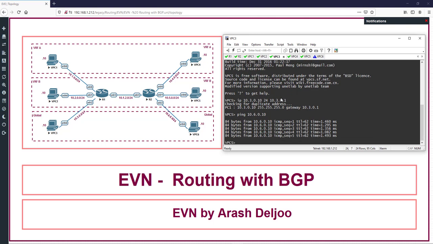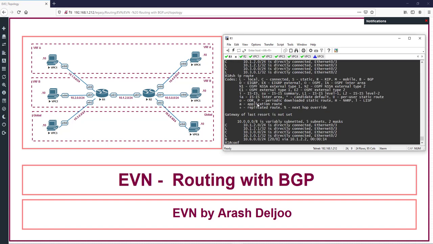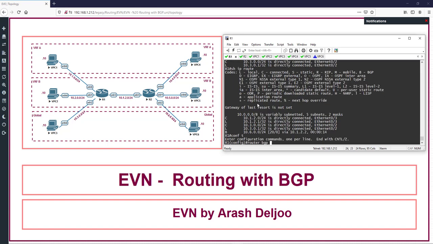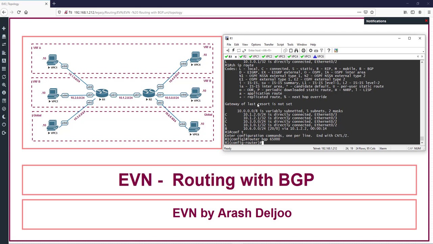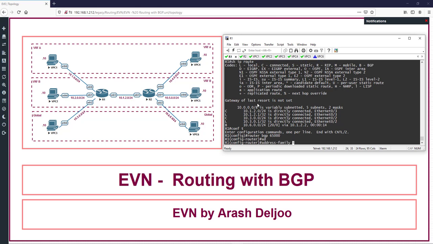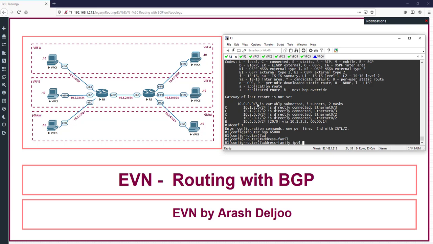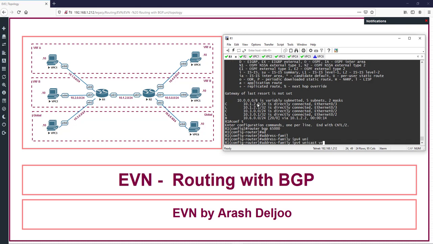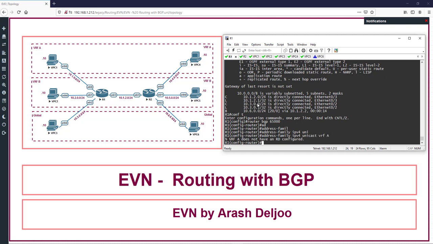Now we should go to the configuration of BGP in the VRF. R1, conf t, router BGP 65000, the same process. First, you should configure the address family, for example, IPv4 unicast for VRF A. Now we should configure the VRF and RD.